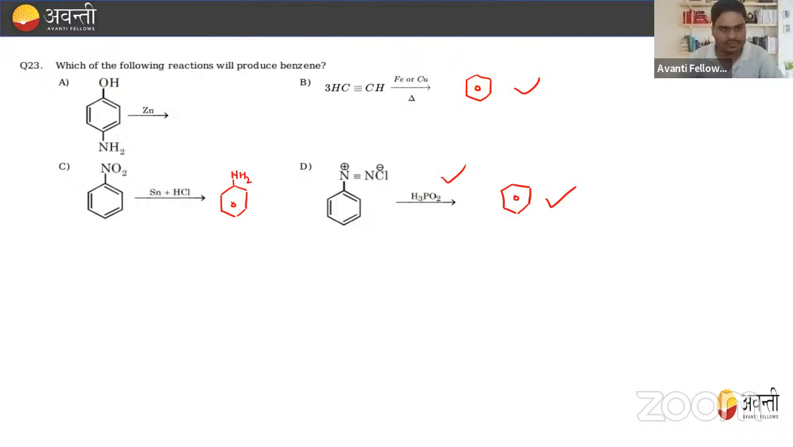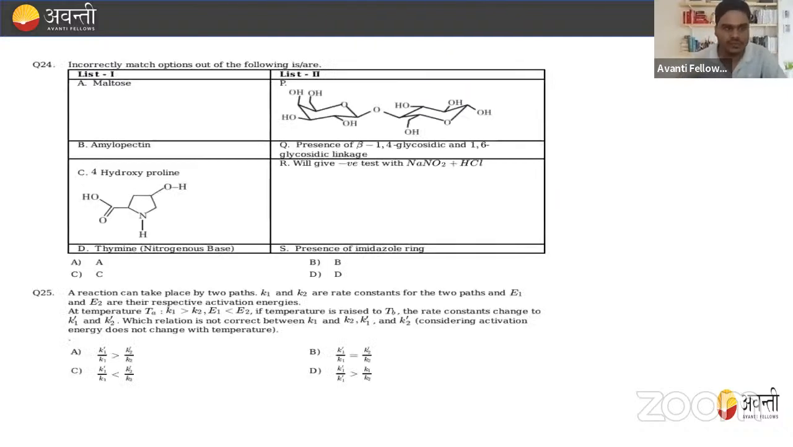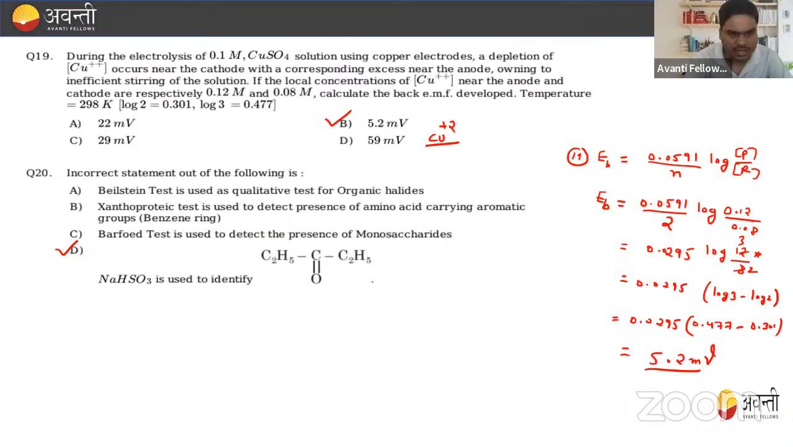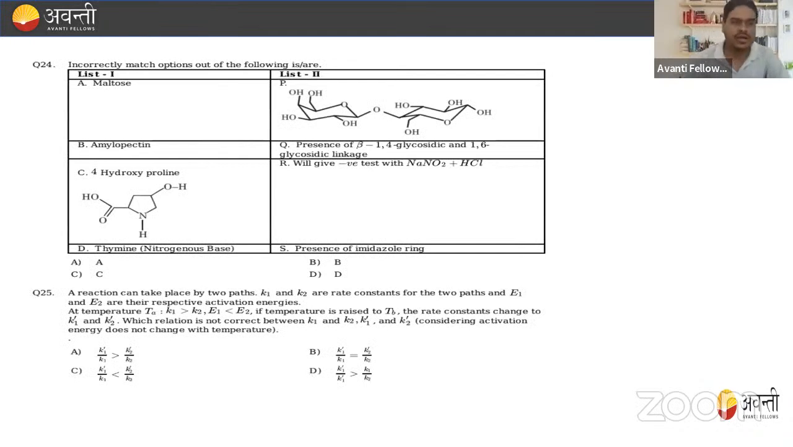Good. Right. Now, the next question is you have to identify the incorrectly matched option out of the following, right? Let me check whether we'll discuss this question or not. Yeah, we'll discuss. So which of the options is incorrectly matched, right? So in list one, we have maltose, amylopectin, 4-hydroxyproline, and thiamine, that is a nitrogenous base. So you have to identify out of this, that is presence of beta 1,4 glycosidic and 1,4,6 glycosidic linkage, right?